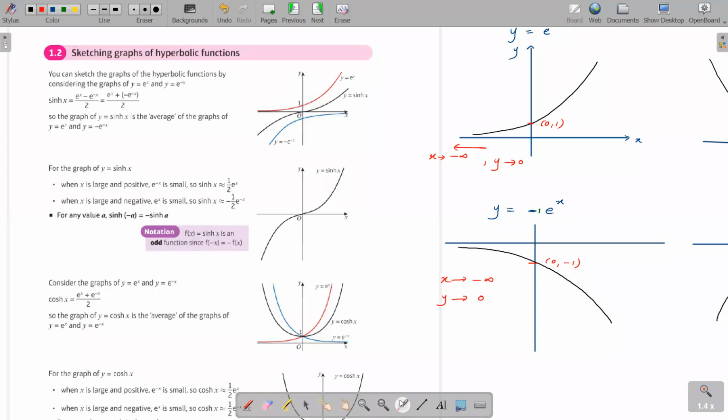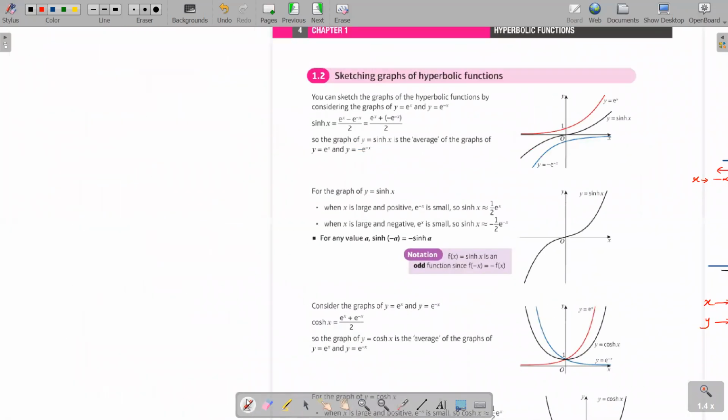Okay, guys. So keeping those results in mind, for the graph of y equals sinh x, when x is large and positive. Okay, so let's talk about sinh x. So y equals sinh x. So sinh x is e to the power x minus e to the power minus x, divided by 2. What we are interested in doing here is checking what happens to y when x is large and positive, and what happens to y when x is large and negative. All right, guys. So we're going to check for those limits.